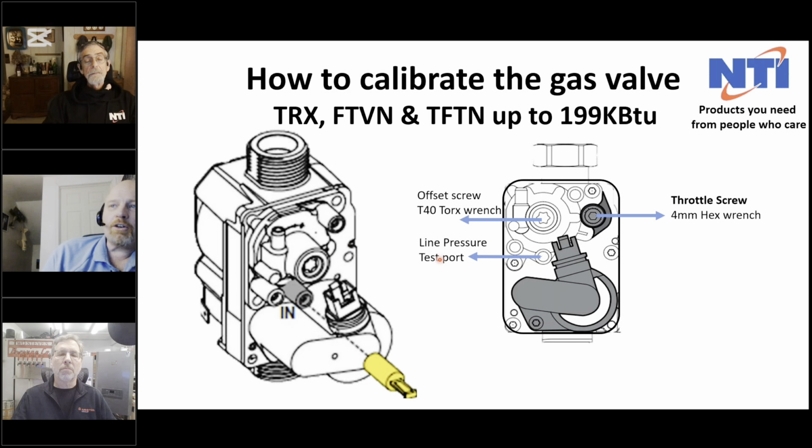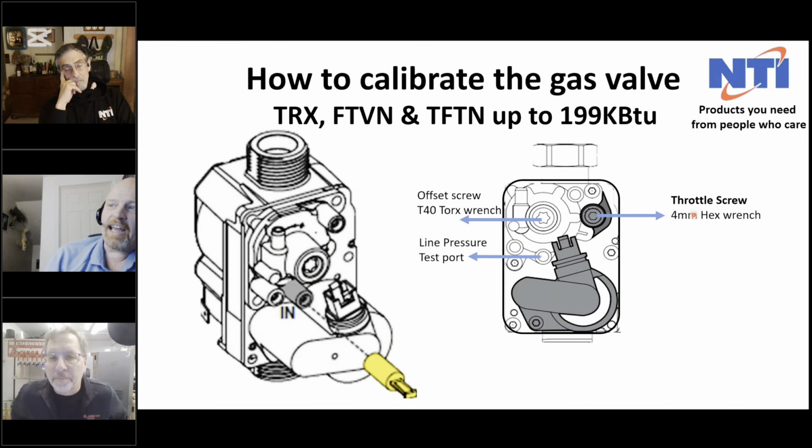And just a quick reminder on the TRX, FTVN, and the smaller TFTN boilers, this is the kind of valve we're using. You've obviously got your offset screw here, which is the low fire screw. This is the diaphragm, or the internal diaphragm adjustment, if you like, or regulator adjustment. You've got a throttle screw, which again is just a gate valve that sets the gross gas flow. And then of course you've got a line pressure test port right in the center here, so you can make sure you have adequate incoming gas pressure.